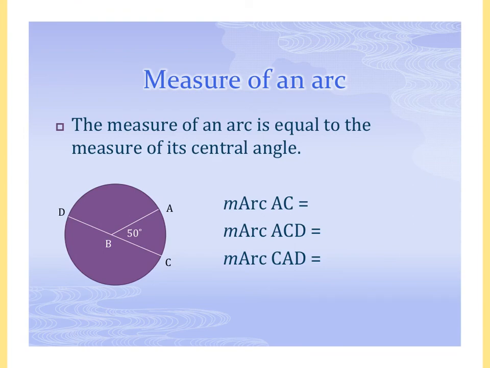So the measure of an arc is equal to the measure of its central angle. What's given to us in this diagram is that this angle here is 50 degrees. So if I want to know the measure of arc AC, it's equal to the measure of that angle, which means it's 50 degrees.